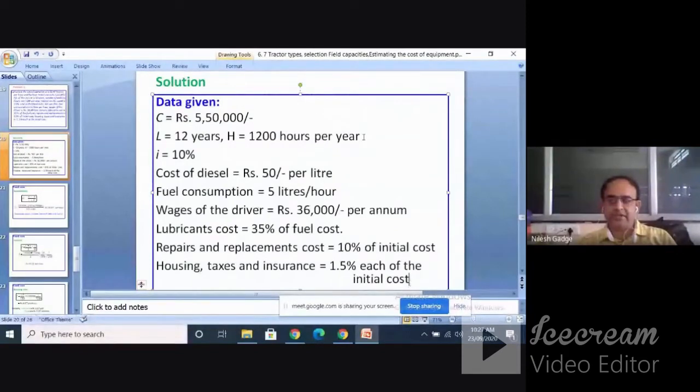C is the initial cost of the tractor. Write down L, service life, H, working hours per year. I is the interest rate of the bank, cost of the diesel, fuel cost, wages of the driver, lubricant cost, repair and replacement cost, housing, taxes, and insurance.